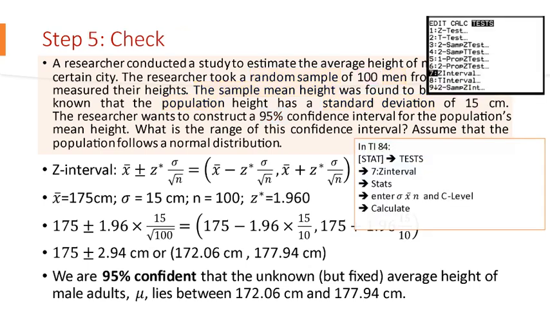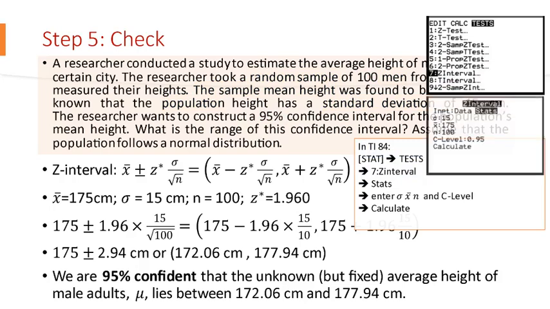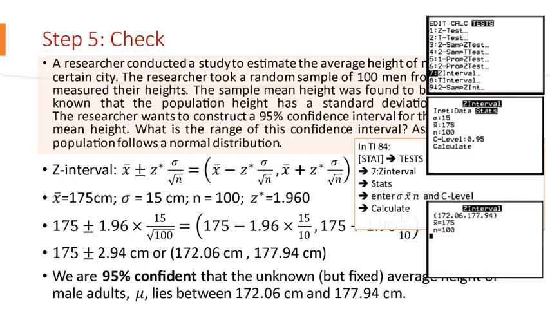Now, you can use TI-84 to check your results. First, press Stat, then Tests, and choose 7, Zinterval. Second, choose the tab Stats and enter sigma as 15, x bar as 175, n as 100, and C level equals 0.95. Lastly, move the cursor to calculate and press Enter. You can see that the interval is 172.06 centimeters, 177.94 centimeters, which is the same as ours.